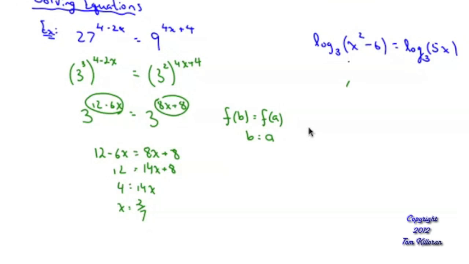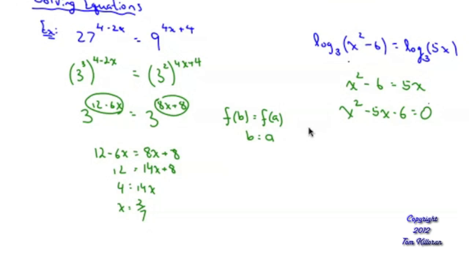So you get x squared minus 6 is equal to 5x. How do you solve that equation? Square root. No, you do not square root it. What kind of equation is it? This one over here was linear. Quadratic. So how do you solve a quadratic equation? What's your main step? Get it equal to 0. So you get x squared minus 5x minus 6 is equal to 0.